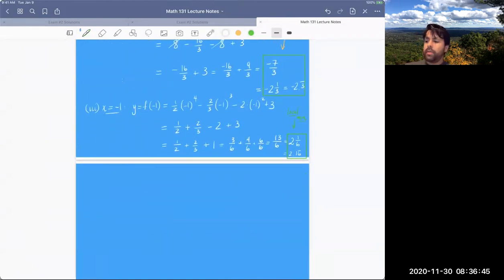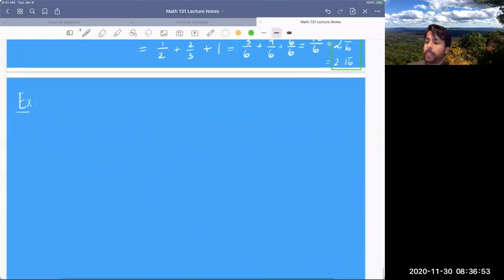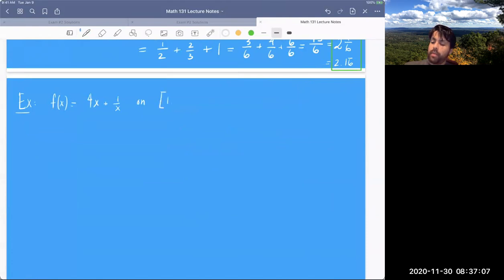Very good. We're getting more acquainted with this kind of task, right? Now, what if my function is not a polynomial anymore? What if I have something like this? 4x plus 1 over x on the interval 1 comma 4. So this is when my function is no longer a polynomial.